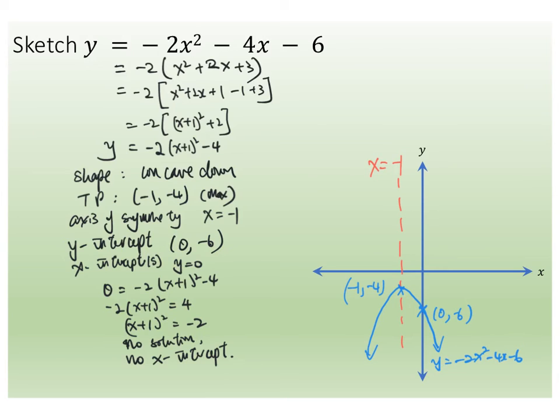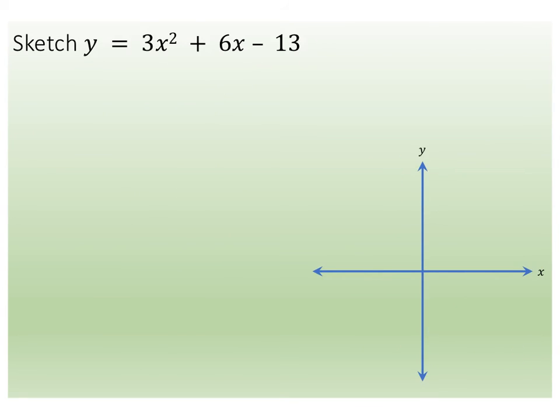Alright, the last one. I would like you to pause the video for a while and try it by yourself. Right. Again, you can see that there's no way that you could actually factorize this. So let's complete the square. Take the 3 out. x squared plus 2x minus 13 over 3. Therefore, that's 3 (x squared plus 2x plus 1 minus 1 minus 13 over 3).